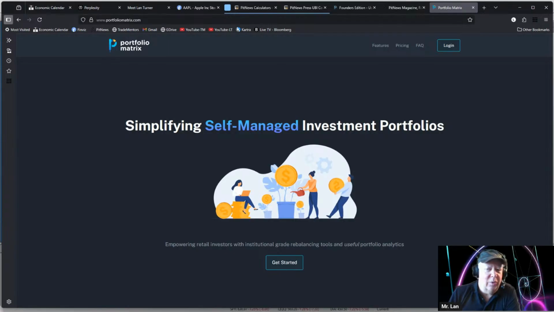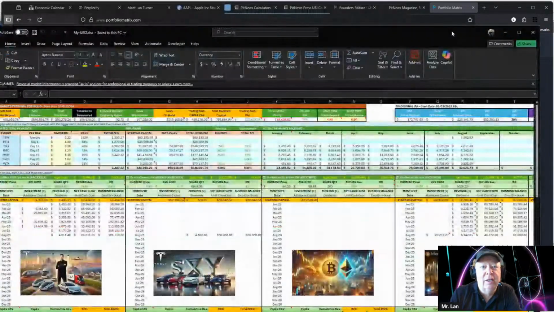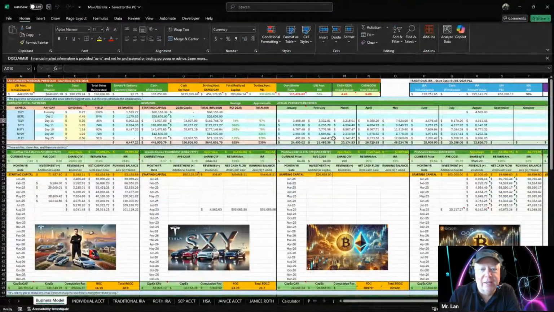The question is, why do I need it? Why do I need a Portfolio Matrix? You don't need it. Because if you like doing this spreadsheet right here, which I just gave you for free, the new version of the spreadsheet, if you like doing spreadsheets like this, which is what I've been doing for the last year on this channel, showing you how to run this spreadsheet. And we've got multiple iterations of it.